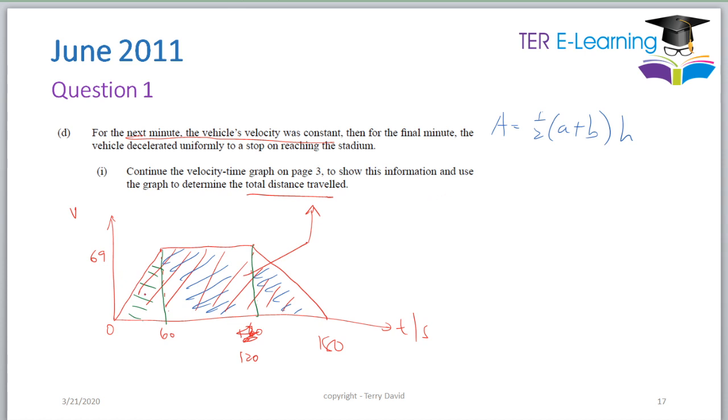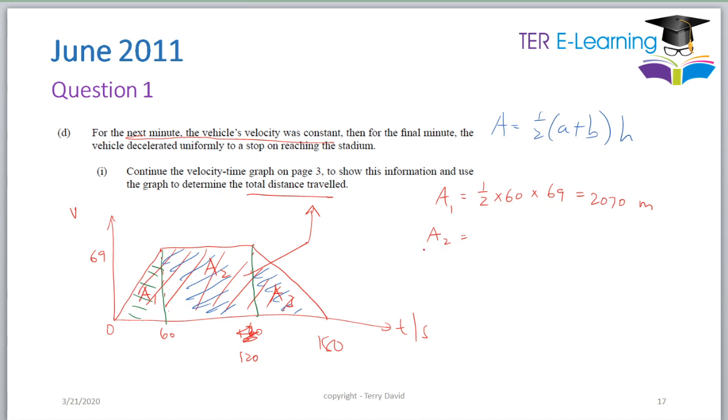So let's call this A1, let's call this A2, and let's call this A3. So A1, let's work in baby steps here. Area of a triangle is a half base by height, so a half multiplied by 60, which is my base, multiplied by my height, which is 69. This will give me 0.5 multiplied by 60 multiplied by 69, and you're going to get 2070 meters, right?